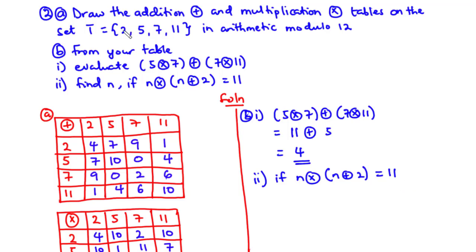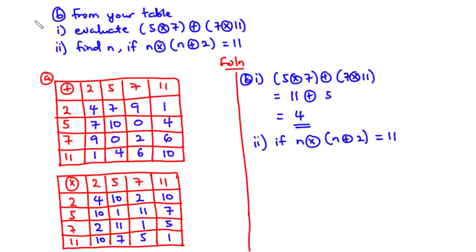So let's start off with n equals 2. So when n equals 2, we have 2 times, in brackets, 2 plus 2. Okay, so we are going to solve the bracket first. 2 plus 2 is 4. So that is going to be 2 times 4. Now we have 2 here, but we don't have 4 here. So we are not going to worry ourselves with this. So straight away, we know that n cannot be equal to 2.